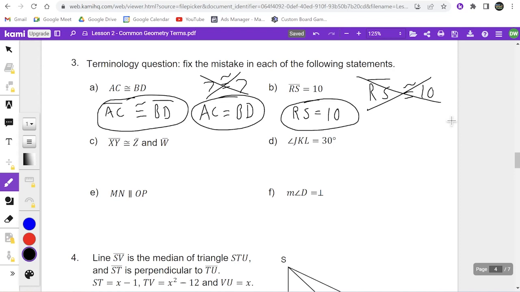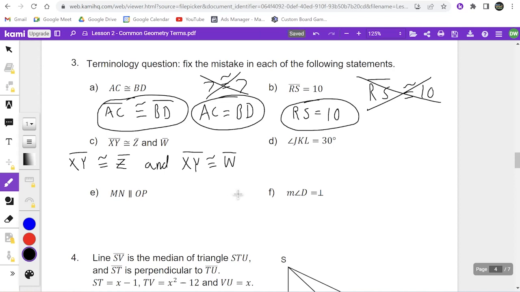Part C, XY is congruent to Z and W. Can someone tell me what's wrong with this? For this one, you cannot get lazy. You cannot put the word and think you're okay. You literally have to write two different statements. You need to say XY is congruent to line segment Z, and you say XY is congruent to line segment W. That's what you have to write.